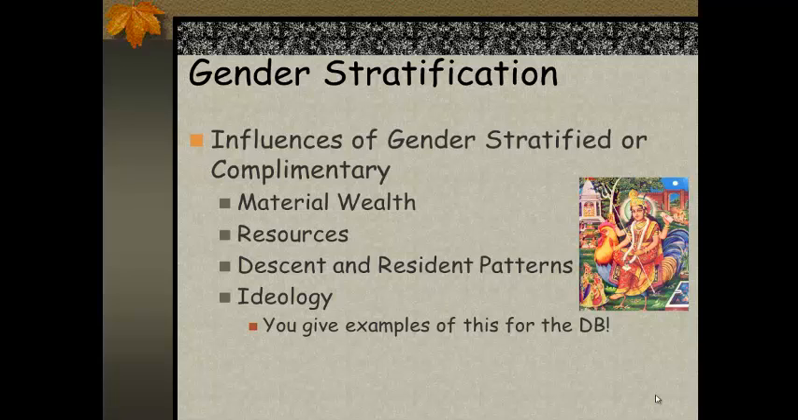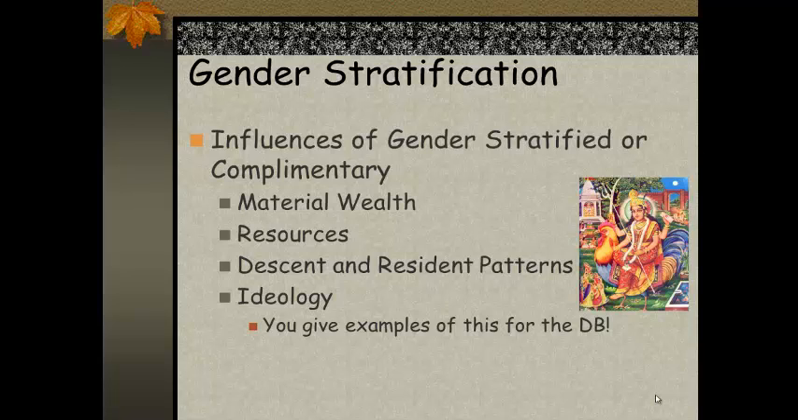Okay? So, some of the things that can play a role in influencing this are material wealth. Think of being able to own some land or animals, or be able to accumulate wealth, have certain jobs that are paid better. Those are all things that play a role. So if you can have the same kind of jobs, or the same kind of jobs are going to contribute equally to the society, then it's complementary. If men have higher jobs than women, or women aren't allowed to own property, then we're going to see it being a stratified society. Resources can be a wide variety of things.